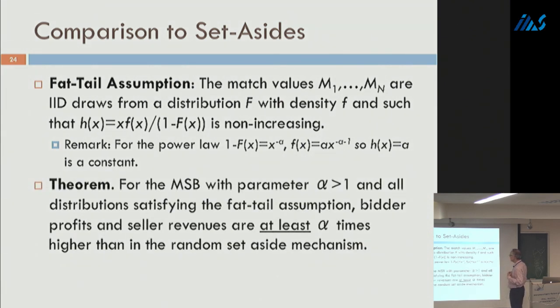Okay, theorem: if you take a look at a modified second bid auction with a parameter alpha bigger than 1, so the ratio has to be at least alpha, and if the distributions satisfy the fat tail assumption, then the bidder profits and the seller revenues are at least alpha times higher than in the random set-aside mechanism. So there's a Pareto gain from this mechanism. Both the bidders and the seller benefit, and they benefit by a factor of at least alpha, where alpha is the ratio that you require between the highest and the second highest bids.